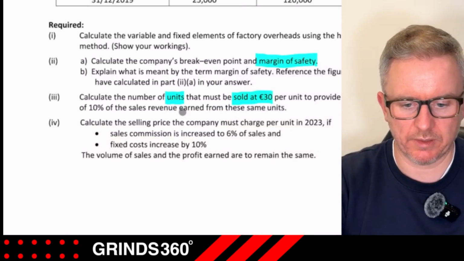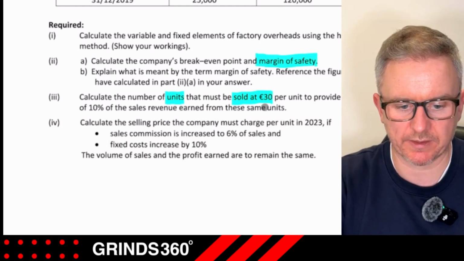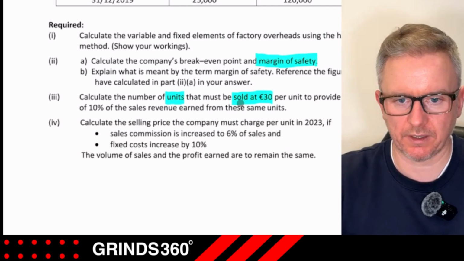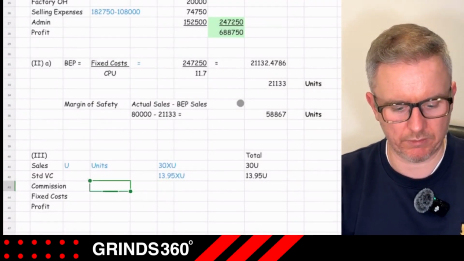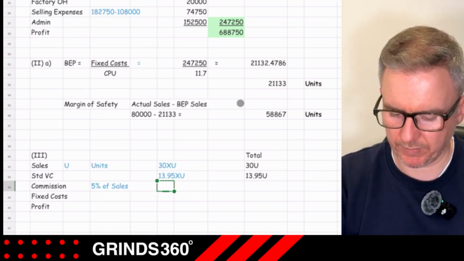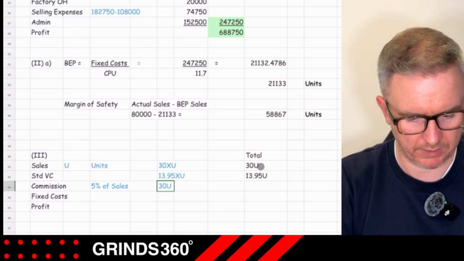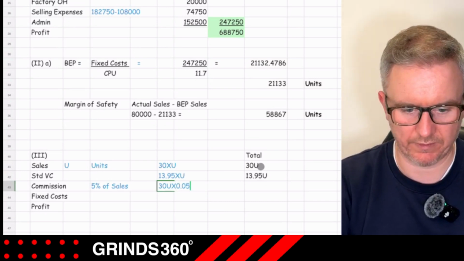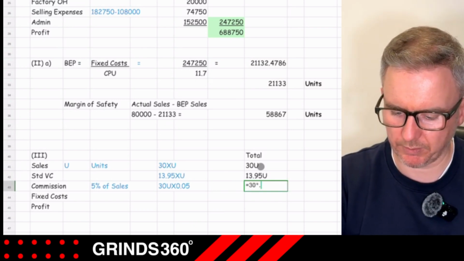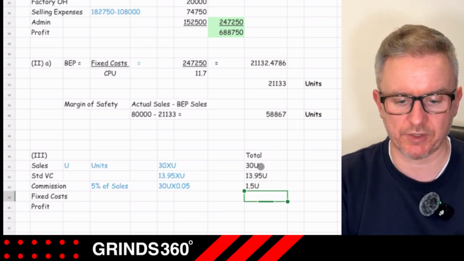My commission: they haven't said the commission has changed, so it's still just 5% of my sales. So the commission is 5% of 30U, because that's my sales figure. Look at it here, 30U times 0.05. So 30 multiplied by 0.05 gives me 1.5. Don't forget to keep the U attached to it.